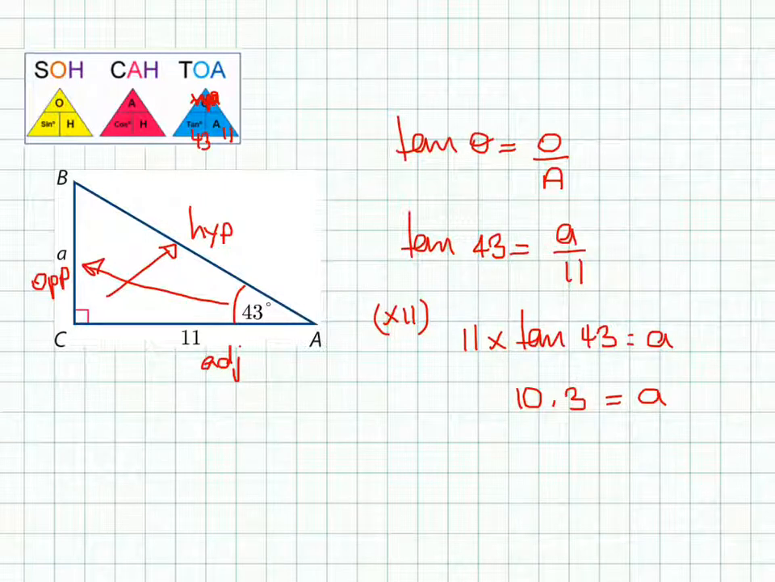And what you have left is what you can see down here, which is tan 43 next to 11. Basically, what that means is tan 43 times 11, which is what we have done here. So that's how you use the triangle. Let's look at another problem.